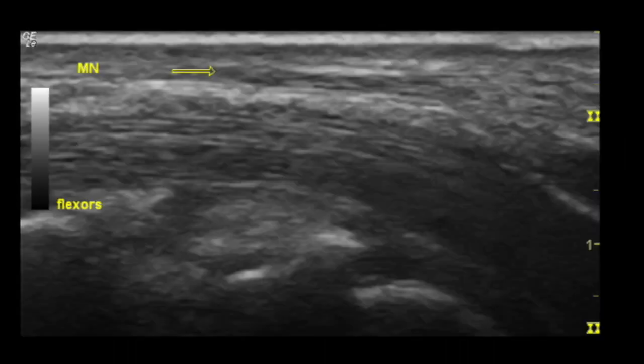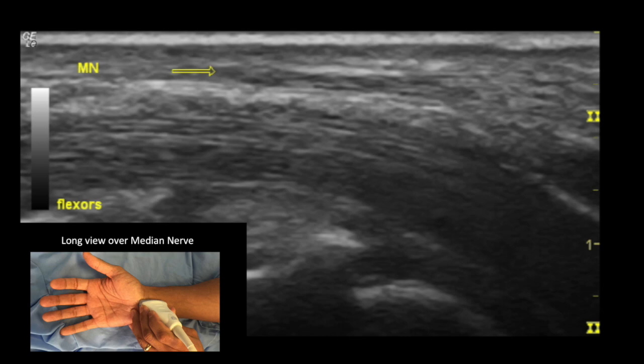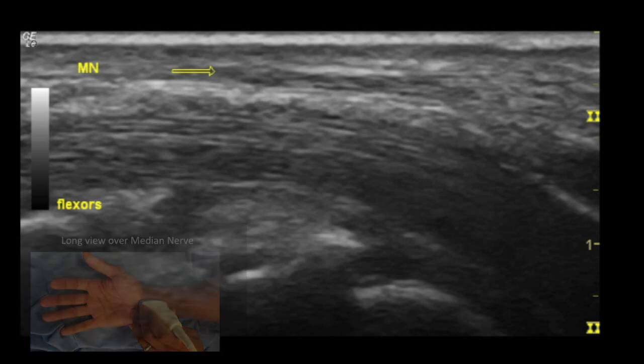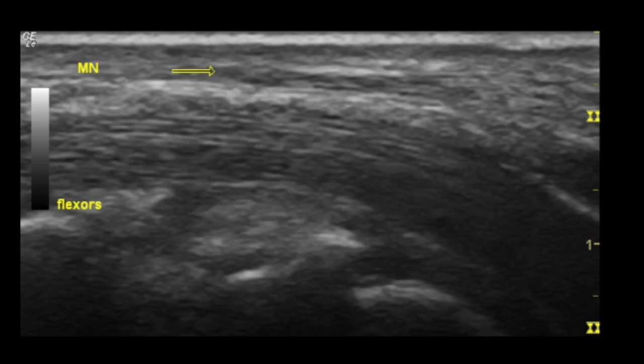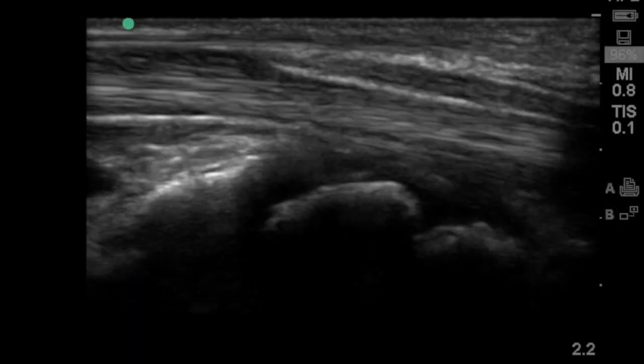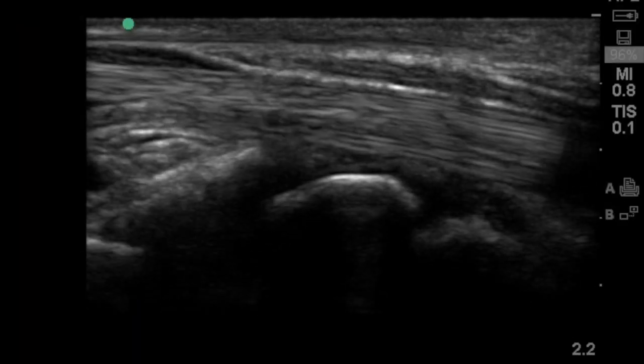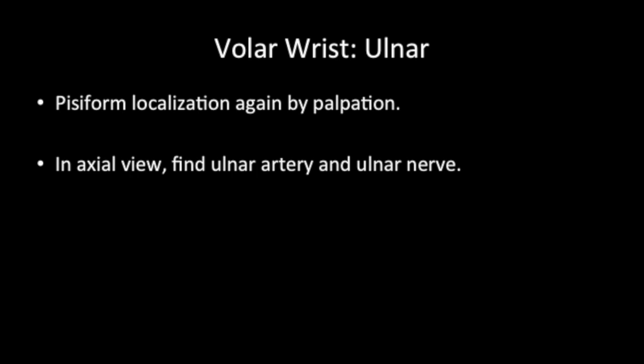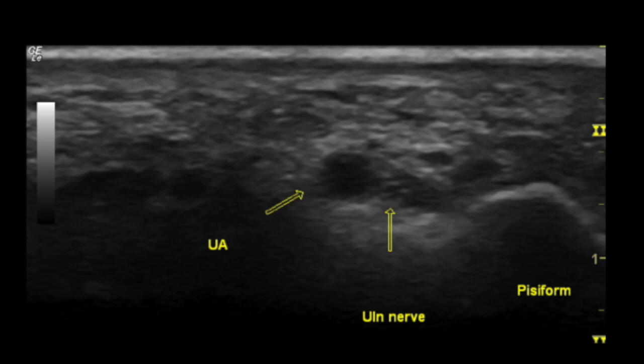This longitudinal image demonstrates the flexor tendons with the median nerve superiorly noted by the arrow. The following video also demonstrates the flexor tendons in movement with the median nerve superior and stationary. The pisiform is again localized, and we are able to evaluate the pisiform, ulnar nerve, and ulnar artery.